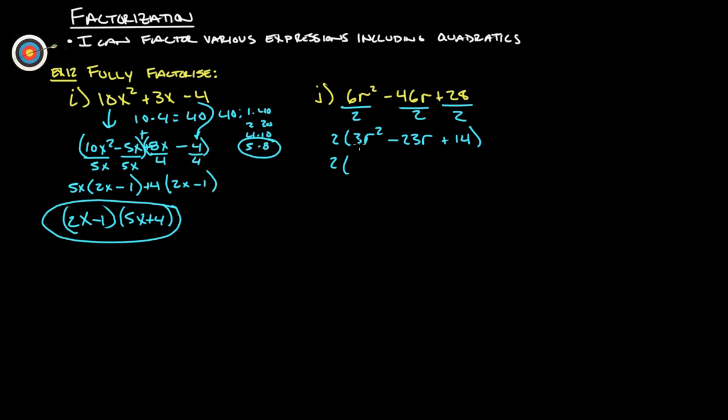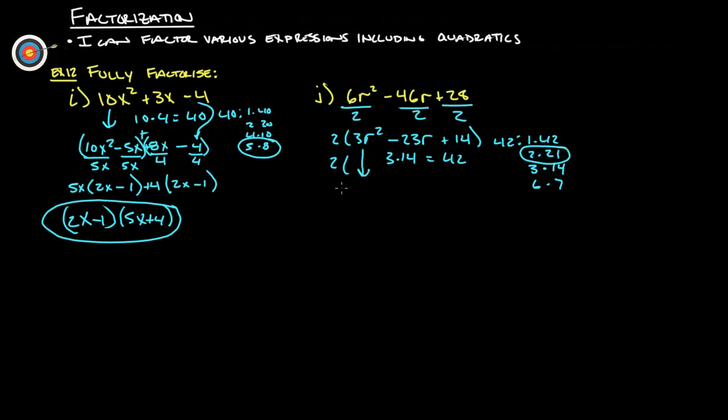The leading coefficient is not 1, so we have to go 3 times 14, which is what, 42? So we've got to come up now with the factors of 42. 1 times 42, 2 times 21, 3 times 14. Let's see, no 4s, 5s, but we do have 6 times 7. Okay, so now we've got to figure out which ones of these add up to 23. There it is. 2 and 21 add up to 23.